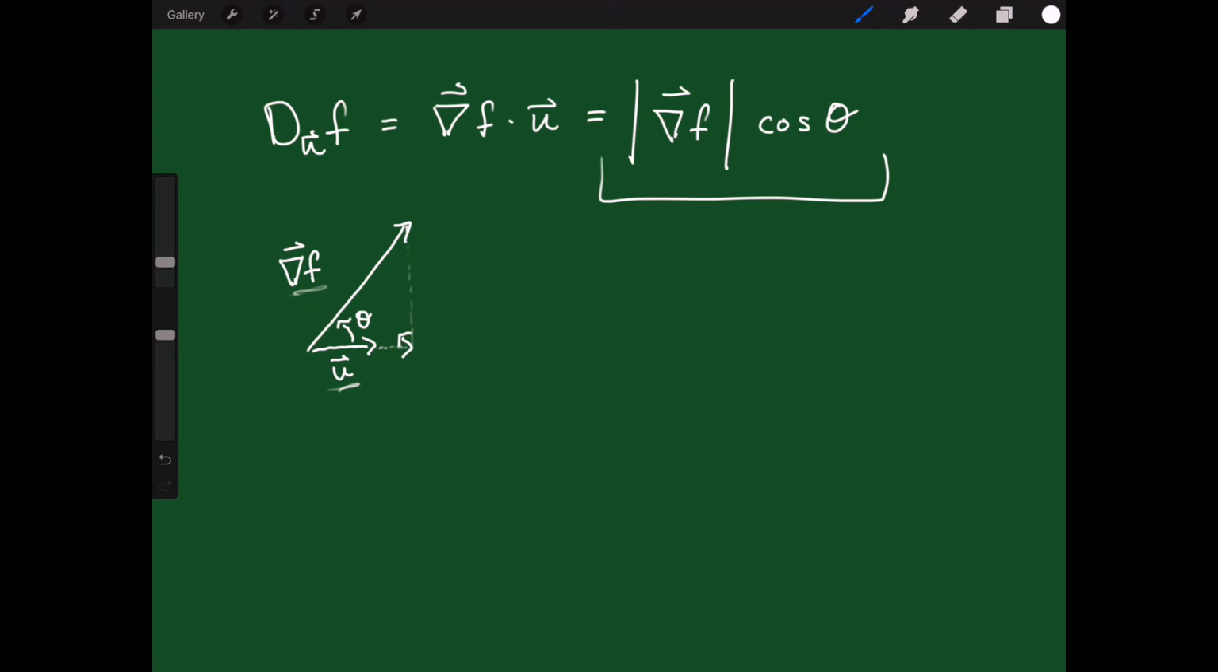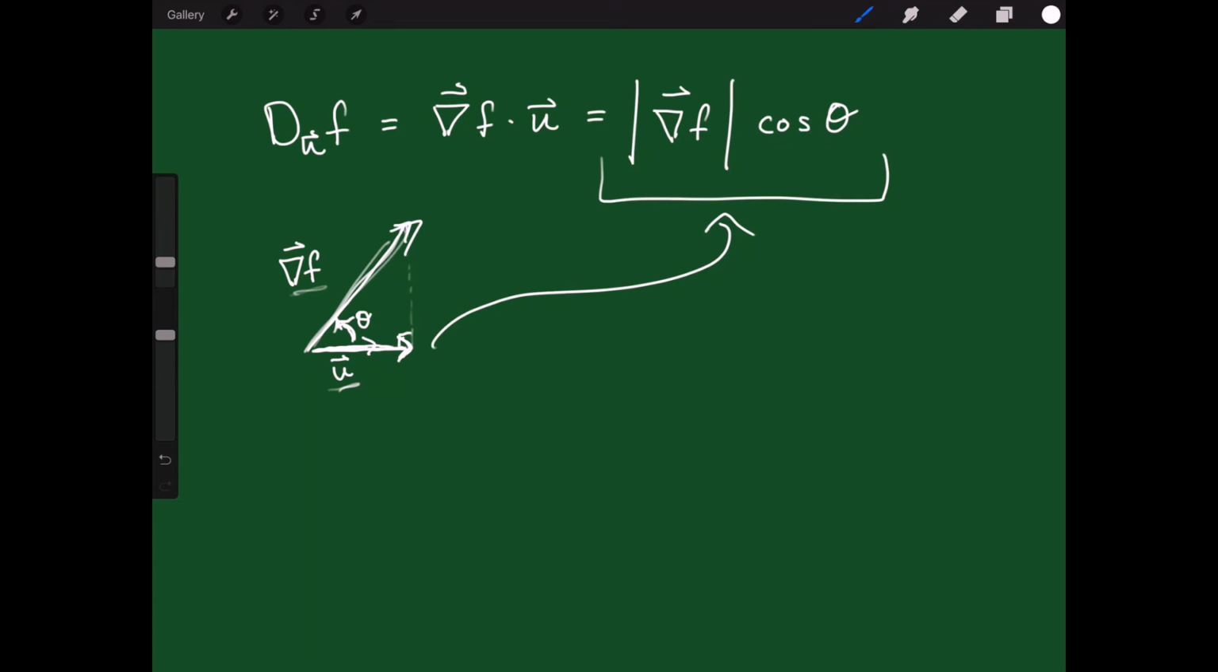Well, earlier we figured out that the magnitude or the length of this new projection vector is exactly what I have up here. It would be the magnitude of the gradient times cosine of theta, and that makes sense because what is the length of this new vector? Well, it's the magnitude of this vector times the cosine of this angle just by trigonometry. So I get that this directional derivative of f is the magnitude of the gradient times cosine of theta. Okay, so yes, that is true.